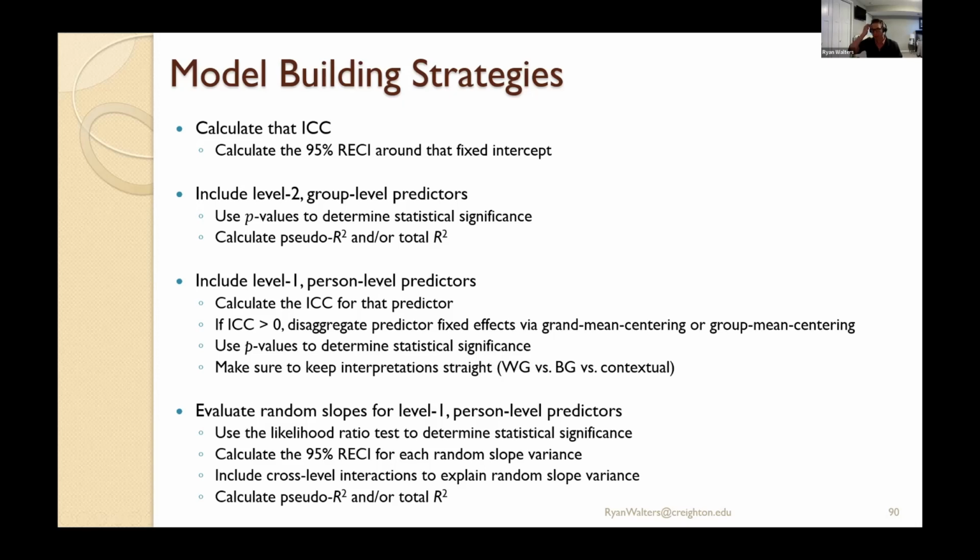If that random slope variance is statistically significant, it's not enough just to say the p is less than 0.05 and the random slope variance was 6. Calculate that 95% random effects confidence interval. Tell your audience on the scale of the outcome where 95% of these group-specific effects lie. If your random slope variance is statistically significant, include cross-level interactions to explain that random slope variance. Calculate your pseudo R-square. Calculate your total R-square.